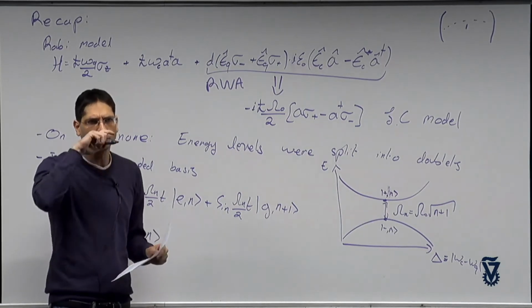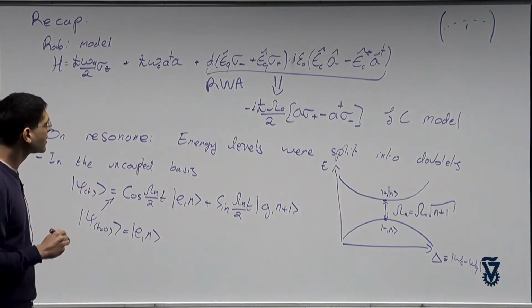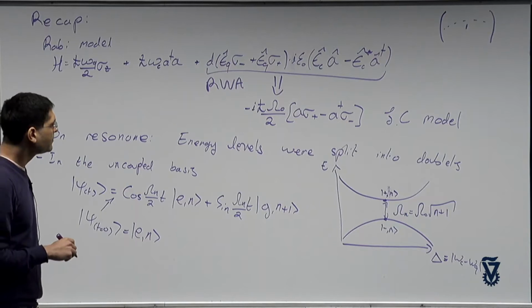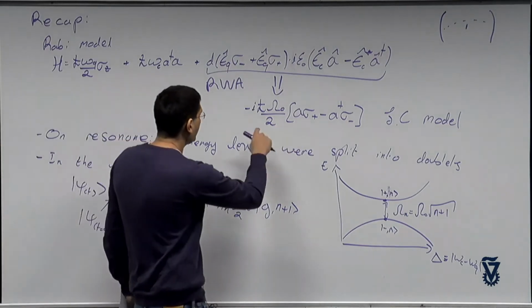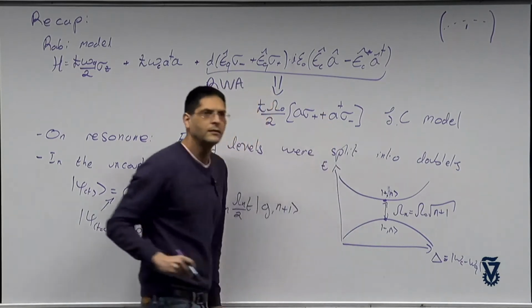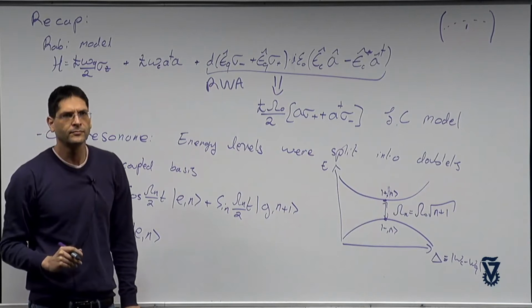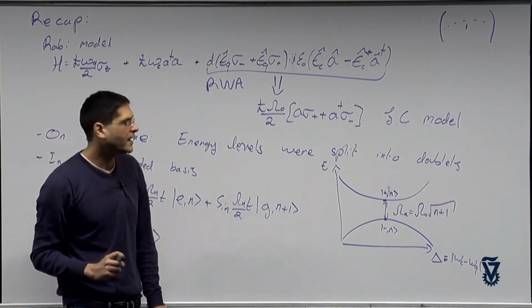Yes. In the Jaynes-Cummings model, shouldn't it be a plus between the a sigma plus and a dagger sigma minus? You can have a plus, but then you can remove that. So these two are equivalent Hamiltonians? Yeah, it's the same thing.